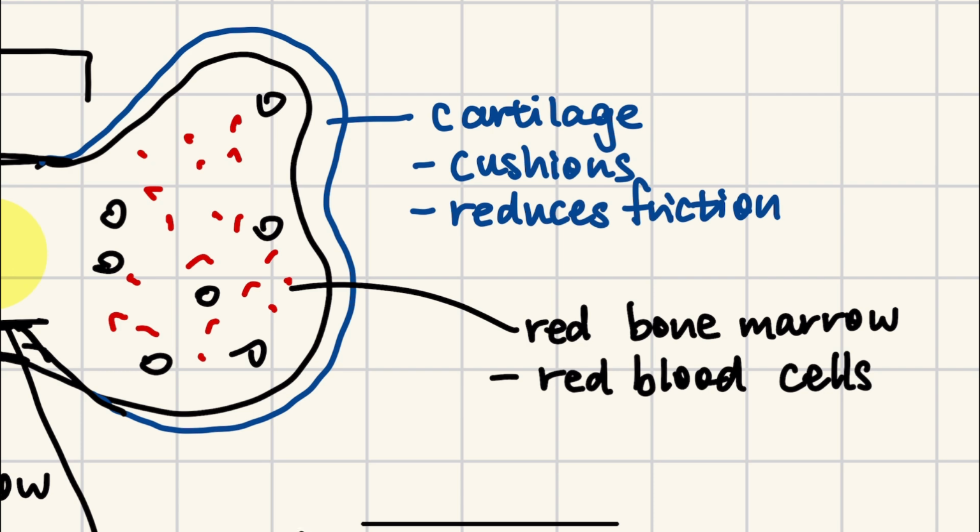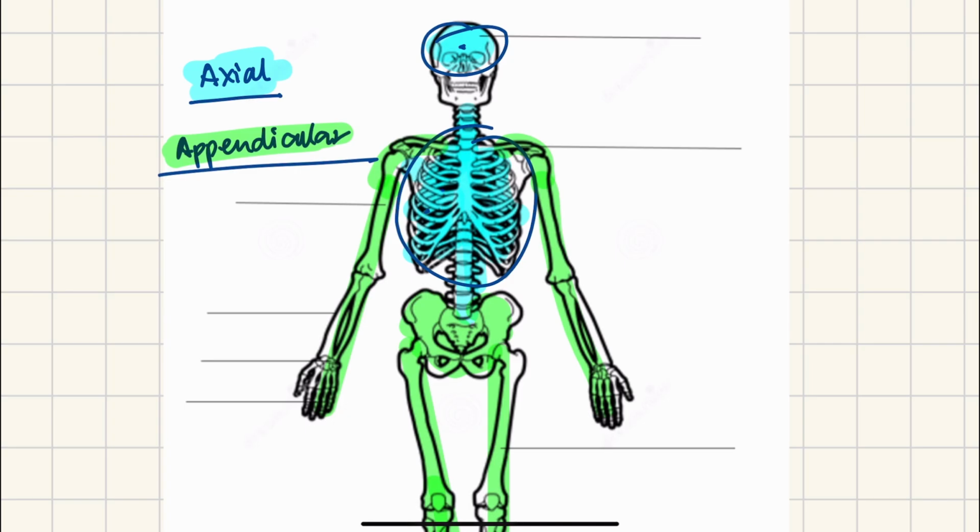Essentially, the cartilage cushions and reduces friction. This is extremely necessary at joints because joints are where two bones interact with each other. Without this cartilage, the bones would be at risk of extreme damage because there would be no protection between the bones. First, we have the axial.